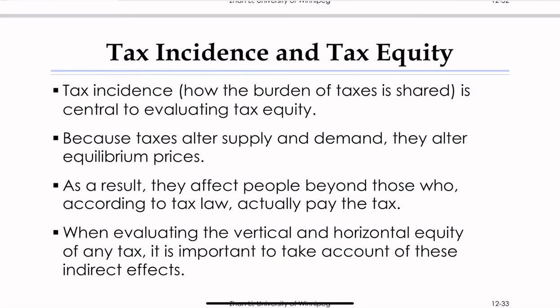Then the second result is the tax burden, the tax incidence is based on elasticity of demand curve and supply curve. So basically, if the demand curve is more inelastic, then buyers will have to burden larger tax. By the same reasoning, if supply curve is more inelastic, then sellers will have to share a larger burden of tax, right?